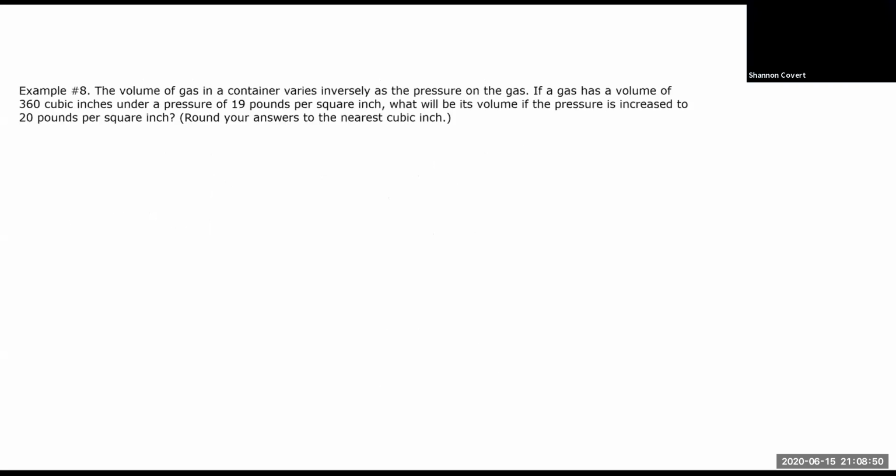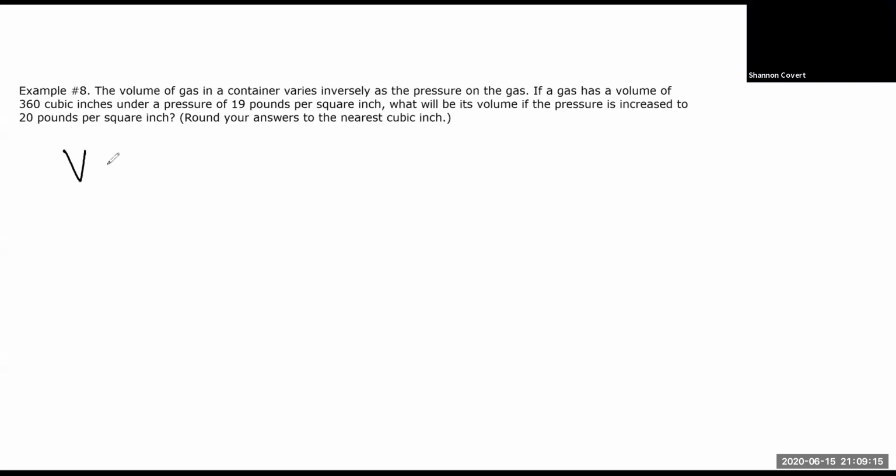Example 8, the volume of gas in a container varies inversely as the pressure on the gas. If a gas has a volume of 360 cubic inches under a pressure of 19 pounds per square inch, what will be its volume if the pressure is increased to 20 pounds per square inch? Round your answers to the nearest cubic inch.